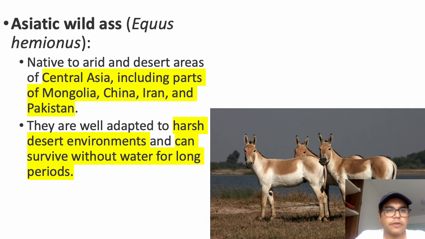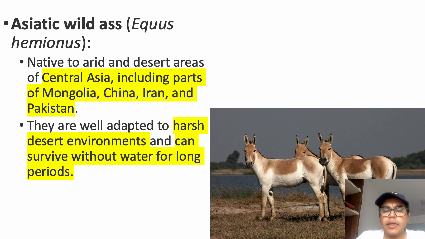The other type of horses are the Asian or Asiatic wild ass, Equus hemionus. It is native to Central Asia and some parts of Mongolia, China, Iran, and even in Pakistan they can also be found. Now, as you know, some of these areas have harsh environmental conditions, so they have developed and adapted to those environmental conditions.